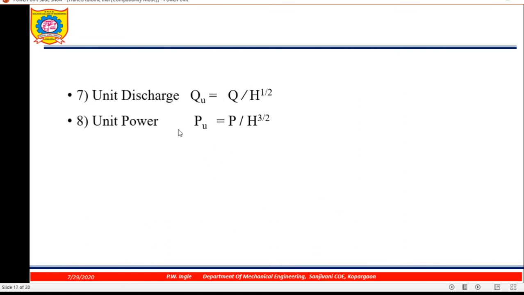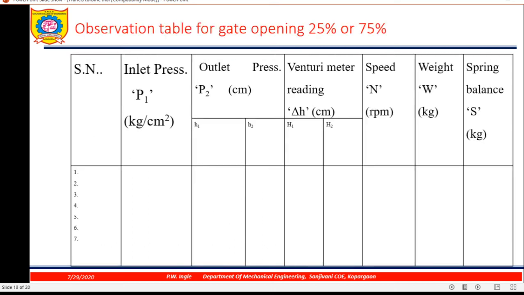Then calculate unit discharge. You have to convert these quantities into unit quantities to draw the graphs. That is, you have to convert into unit discharge, unit power, and unit speed. Then, what is the observation table?